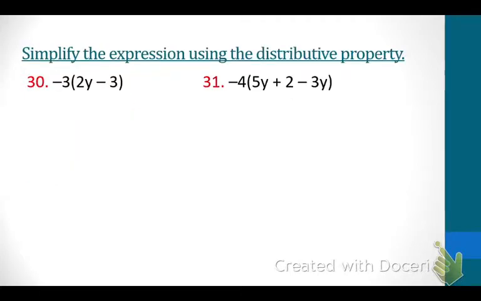Numbers 30 and 31, it says to simplify using the distributive property. Remember, distributive property is used whenever there is a number that's stuck outside the parentheses that I need to distribute to everything on the inside. So the negative 3 will have to be multiplied by the first term and by the second term. Matthew, what's negative 3 times positive 2y? Negative 6y. Jalen, what is negative 3 times negative 3? Okay, if you have two negatives multiplied together, the answer is always positive. So we would have a positive 9.